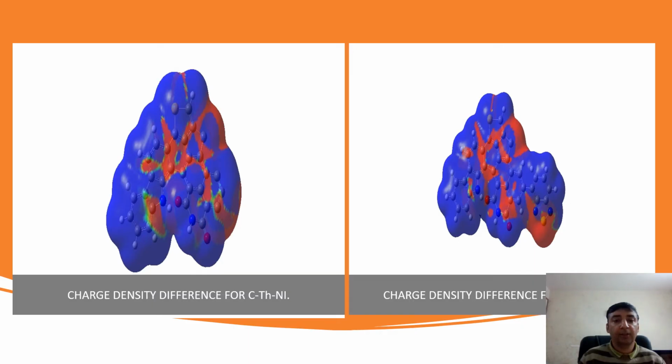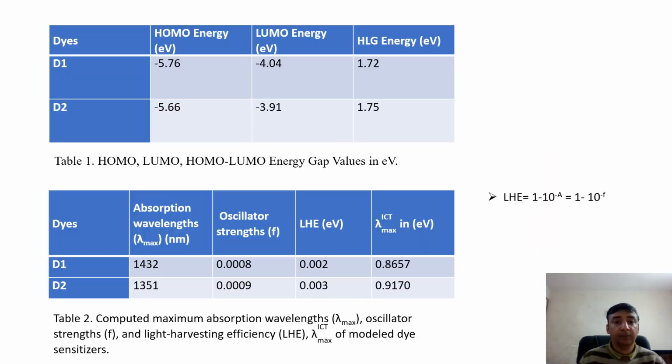Charge density difference is shown in the current slide for the two dyes. Charge density difference is associated with the difference in the charges between the excited state and the ground state. The blue part of the figure represents the positive change, whereas the red part represents the negative change in the charge difference. Table 1 shows the energies of HOMO and LUMO and also the energy of the HOMO-LUMO gap.